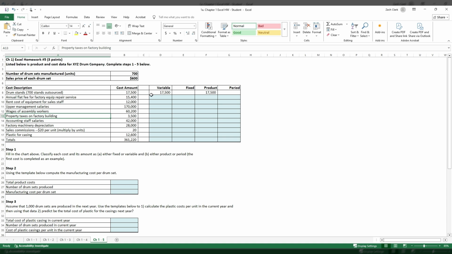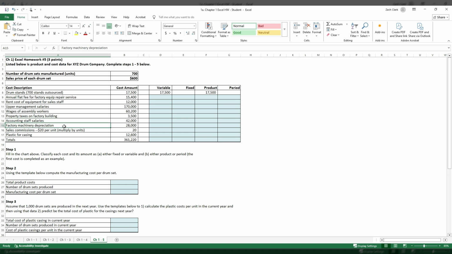It will be important because what we're going to do is classify these. One of the important classifications is to understand whether the cost is associated with the factory or more with the admin side of the business, like we talked about earlier. So here, property taxes on factory. That's important, so just keep that in mind.